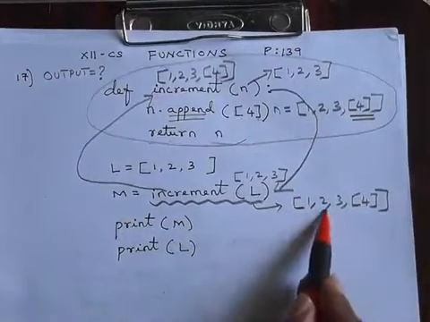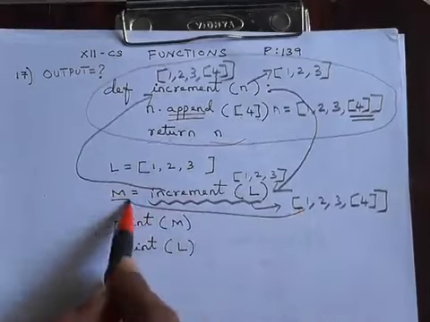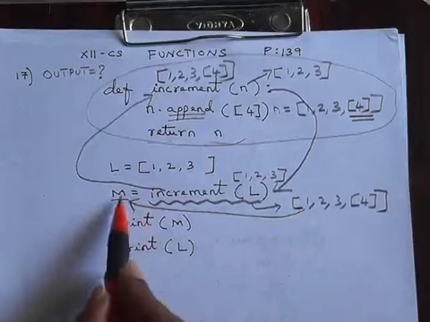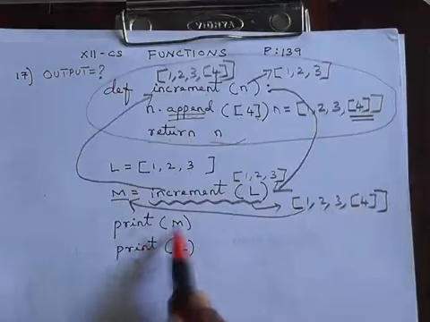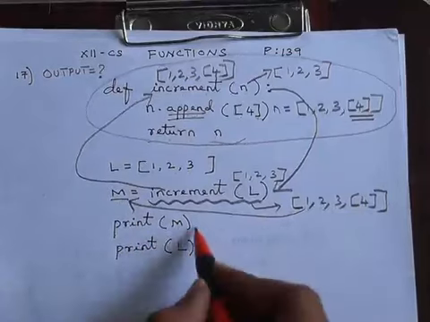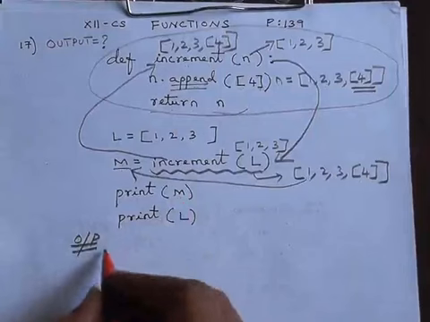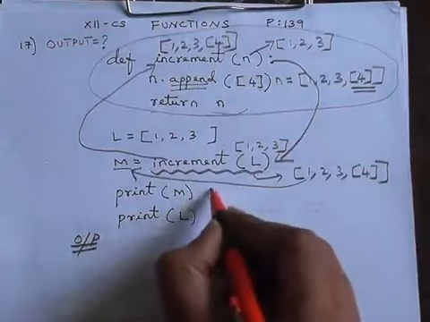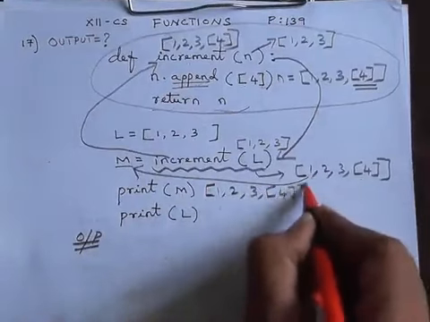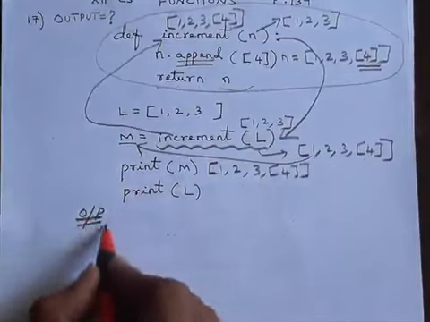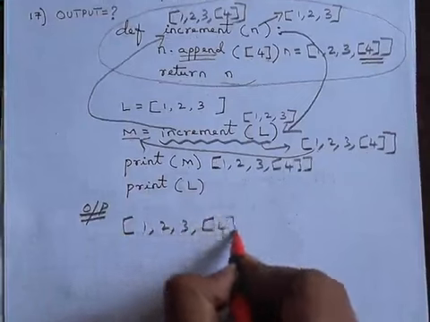Understand? So this value will be transferred to m, such that m also receives the same value. What is the value of m? 1, 2, 3, list 4. Right? So if print m, what will be printed? What is the output? For print m, it will print 1, 2, 3, list 4. So because of this m, you write the output separately: 1, 2, 3, list 4.